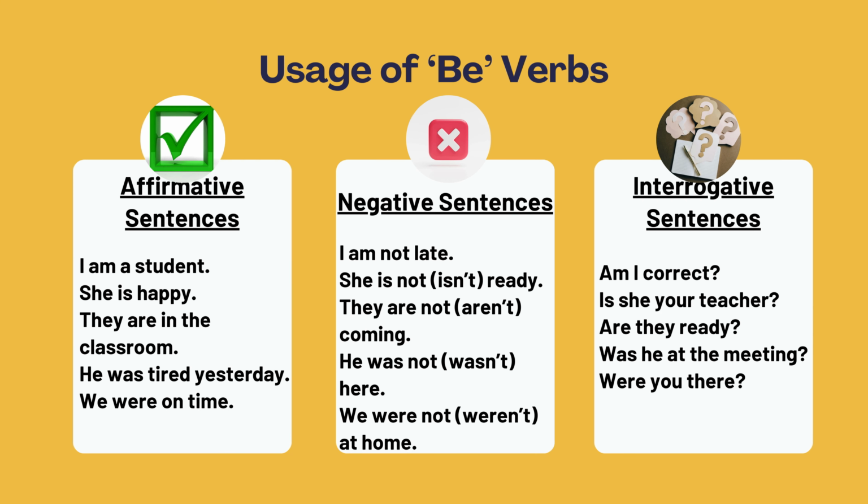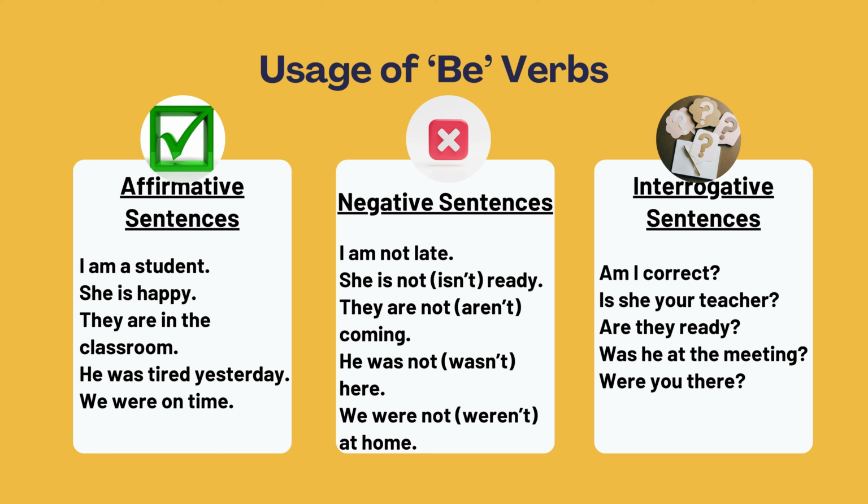Let's now explore the usage of be verbs in different types of sentences: affirmative, negative, and interrogative. Affirmative sentences. In affirmative sentences, be verbs are used to state a fact or describe a condition. Examples: I am a student. She is happy. They are in the classroom. He was tired yesterday. We were on time. These are straightforward statements where the subject is linked to a complement.